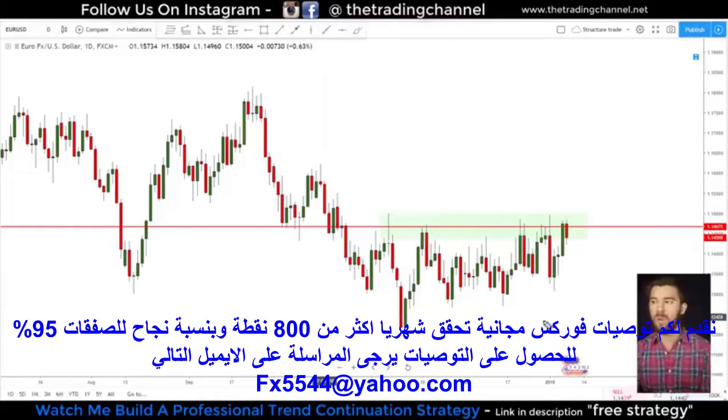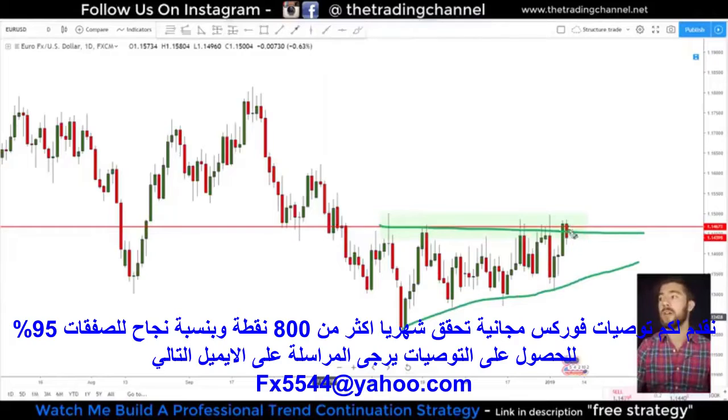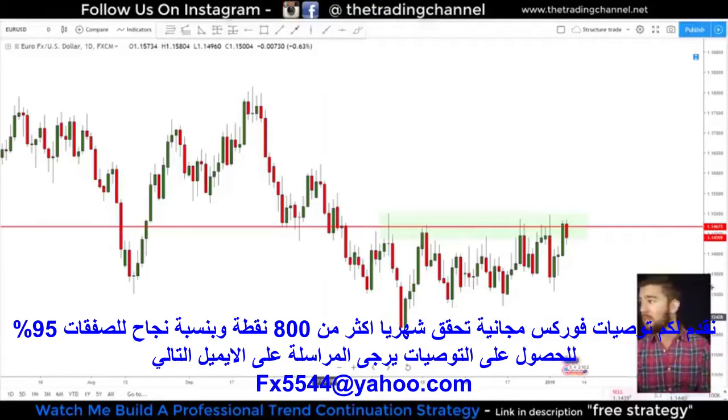The only thing that does worry me is the fact that we're pushing up to this level with higher lows. But I do believe that we'll get a pullback, possibly all the way down to this support level, and initially at least down to this trend line. What does that tell me? That tells me to look for short trades with targets somewhere around the 1.135 level.